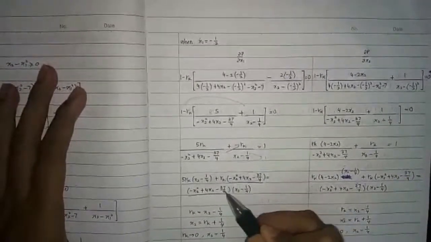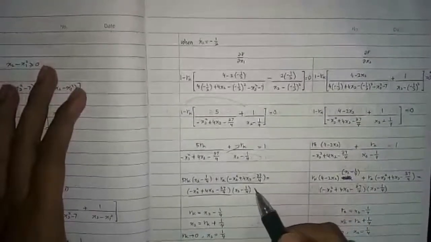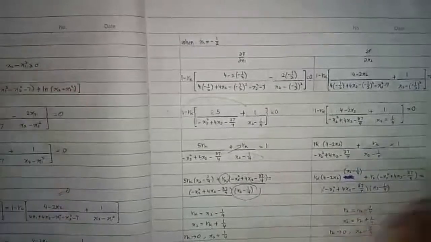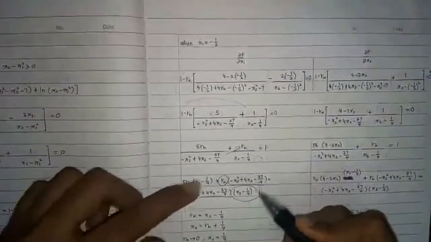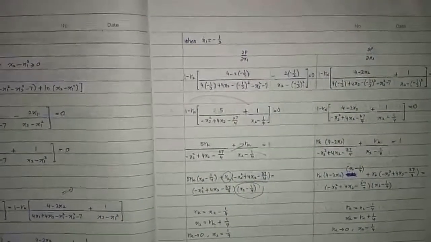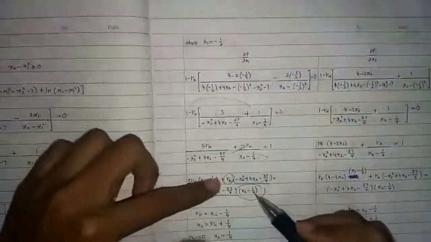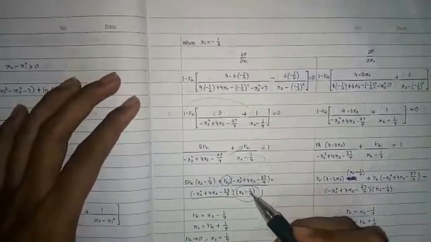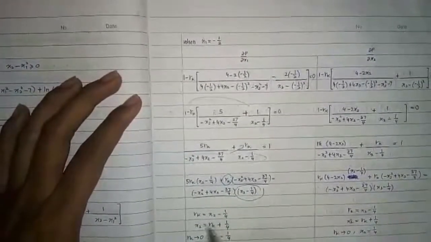It has the same equations, so we assume this one and this one have the same function there. Both have the same coefficient. So we compare RK equal to x2 minus 1 over 4. So we get this. And then we want to find x2, right?